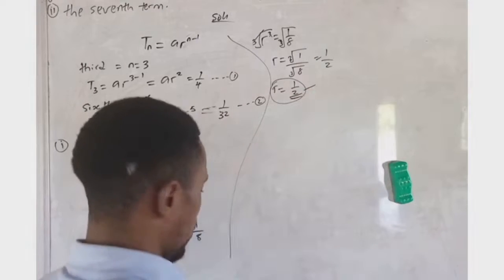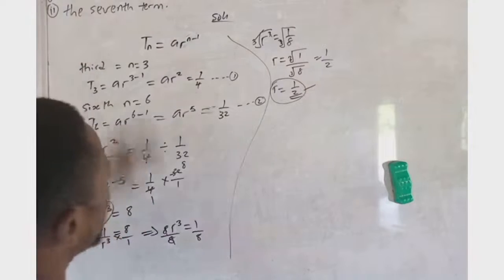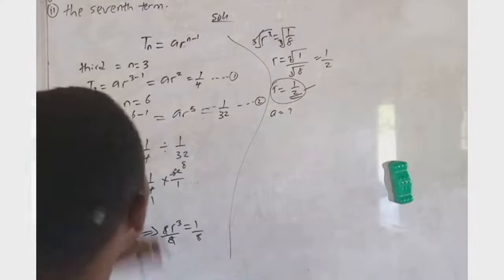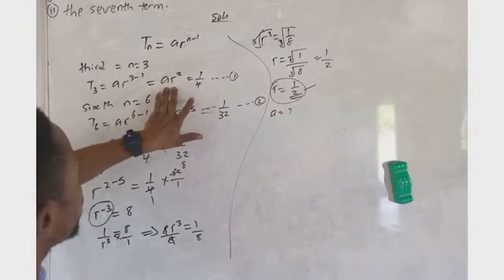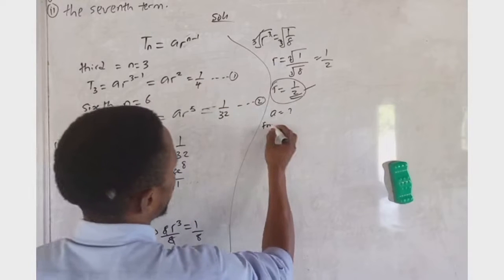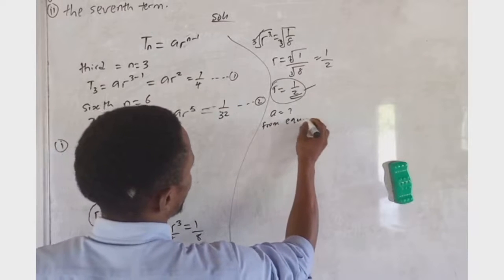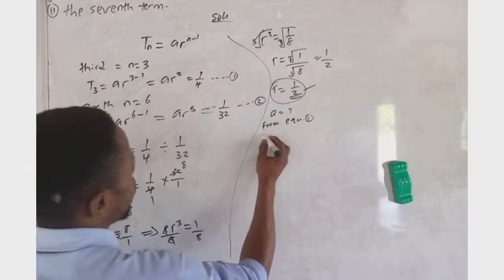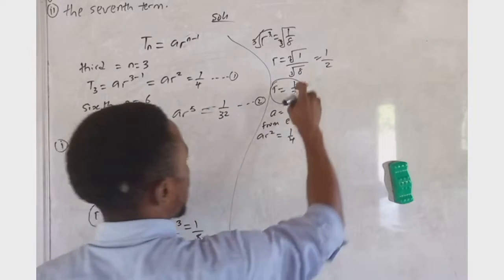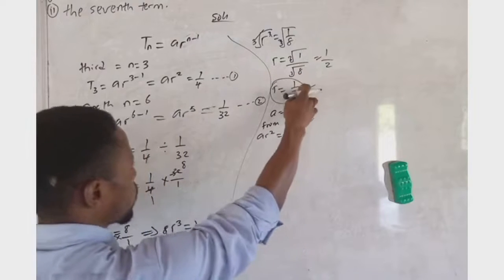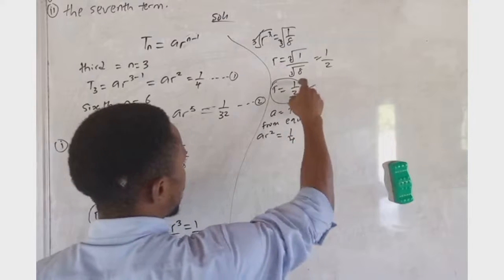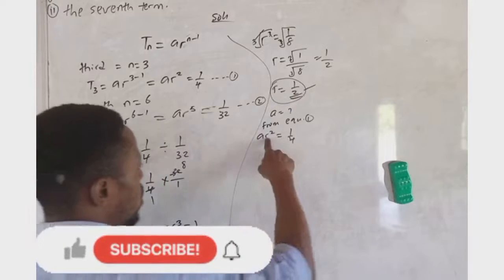So now to find our first term, which means we want to look for a. So now we come to this place, for equation 1. Sorry, equation 1, we have a r raised to power 2 is equal to 1 over 4. So here we have our r to be 1 over 2. So we substitute r equal to 1 over 2 into equation 1.